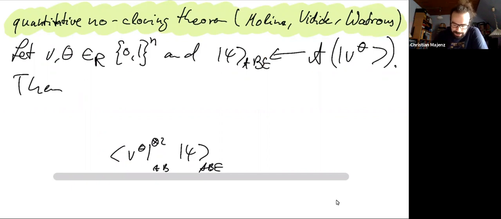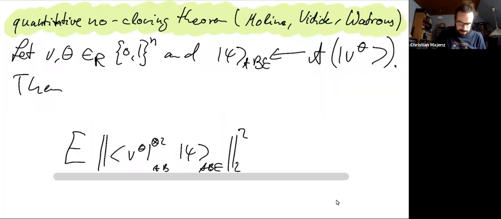Then the success probability of such an algorithm in cloning or copying the state v superscript theta will be severely limited. And so the success probability is measured in terms of this overlap here. But there's still the register E that we need to get rid of. So we just take the 2-norm squared. And then we take the expectation over v and theta, which are chosen uniformly at random, right?